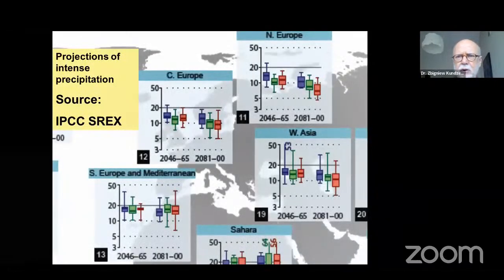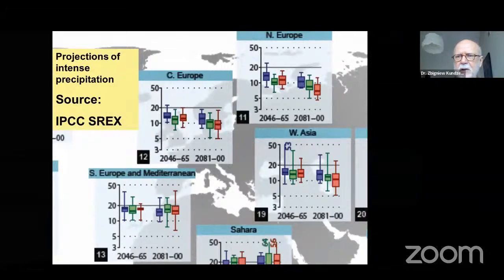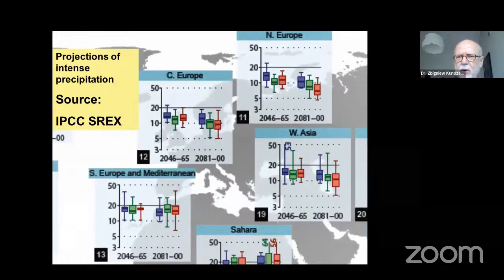Projections of intense precipitation show a very clear picture. Western Asia with the Arabian Peninsula shows a horizontal line at the level of 20. This is the level of 20-year daily precipitation. And we can see that in the future, both near future and remote future, what used to be a 20-year precipitation is likely to be much more common. Perhaps 15-year or 12-year, or even 10-year precipitation for the more remote horizon, and for the less advantageous greenhouse gas emission scenario.